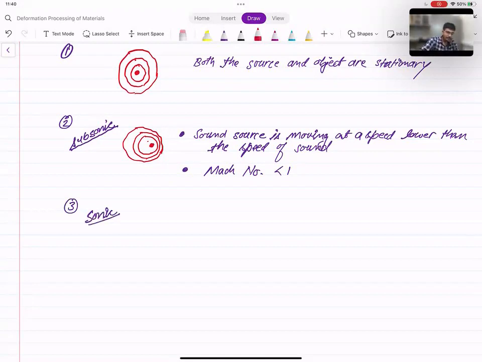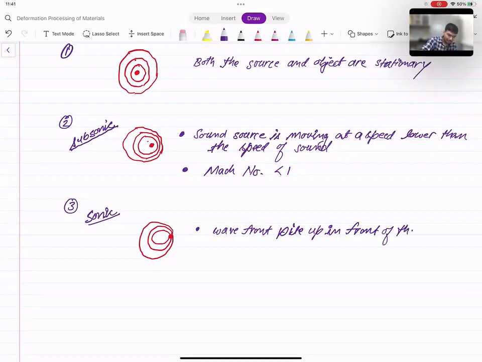So here what happens is both the source as well as the sound wavefront move with similar speed. So see, this is the source. Okay, so here this will be something like this. Like this. So the wavefront will be piled up in front of the source because both of them are moving with the same speed. So here the wavefront pile up occurs, pile up in front of the source.